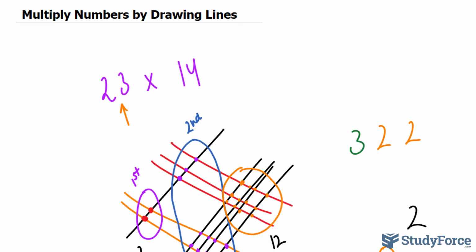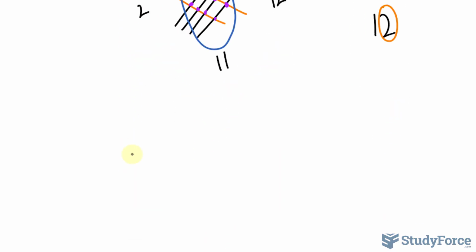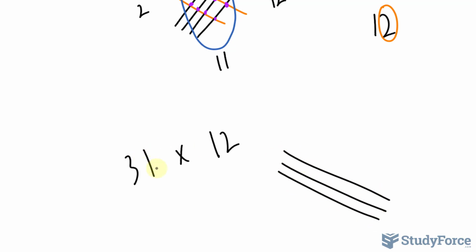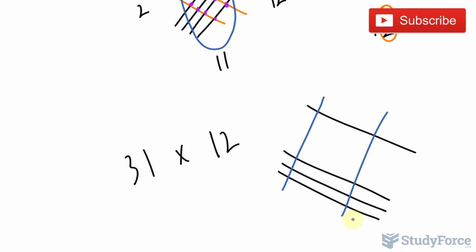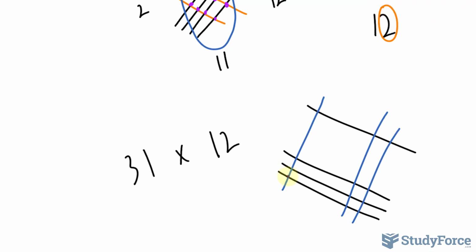Let's do one more example before we conclude. So let's say this time we have the number 31 times 12. Again, we'll represent this very first number with three lines. Leave a space, and that next digit is 1. For the number 12, we have that first number representing that one blue line and two more. So this number right here, the number of intersections, represents that very first number.